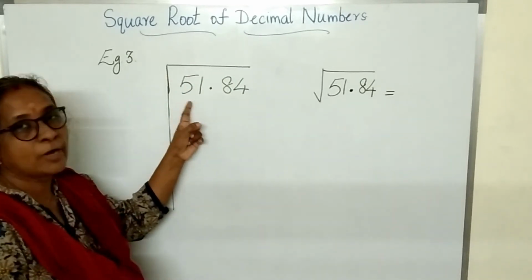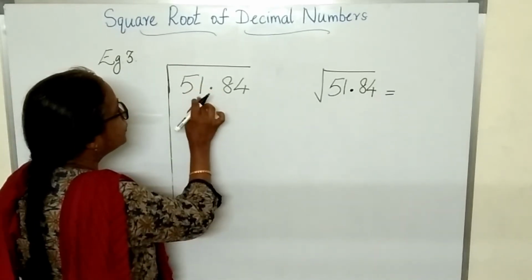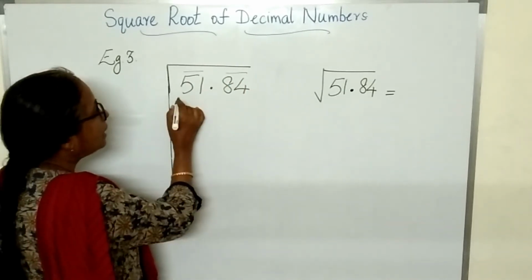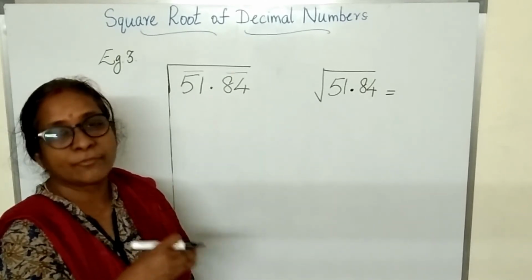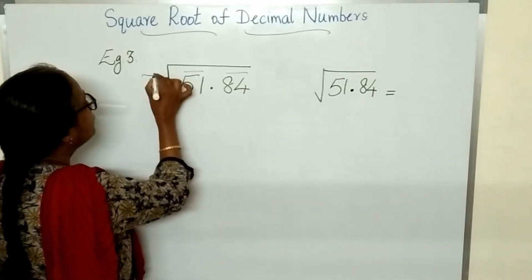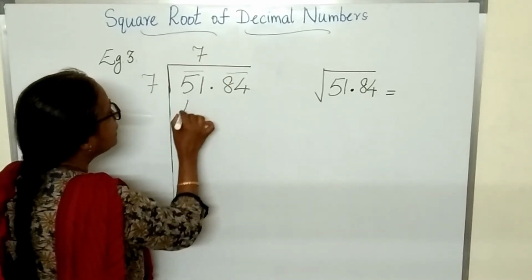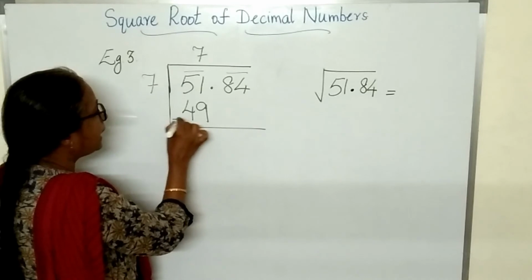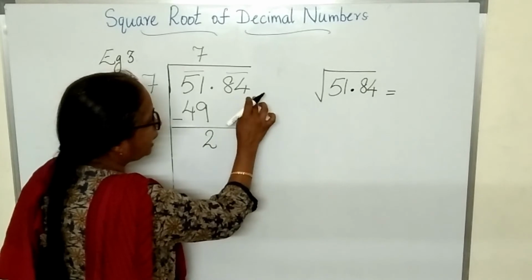To find the square root of 51.84. So what is the first step? Make groups: 1, 2, one group; 1, 2, another group. Now think of a square number just less than 51. Which square number comes less than 51? 7 7s are 49. So write 7 here. Write 7 here. 7 7s are 49. What do we have to do next? Subtract. What do you get? 2. Then bring 0.84 down.